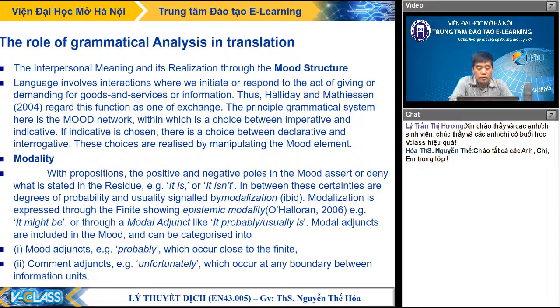And now we move on to the next meaning. That is called interpersonal meaning. We have to pay attention to the mood structure. So, what is the mood structure? Whenever we think of mood, we think of two aspects. Actually, we have to consider two aspects. They are called indicative mood and imperative mood. So, there are two kinds of mood mentioned here. I repeat, they are indicative mood and imperative mood.